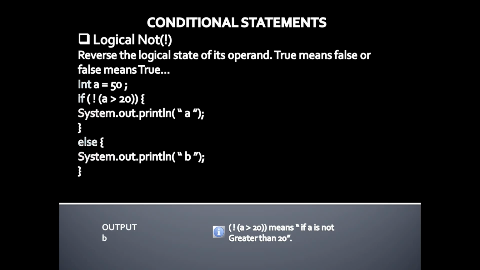Logical NOT. Reverse the logical state of its operand. The expression means if A is not greater than 20. Output prints B since the condition is false.